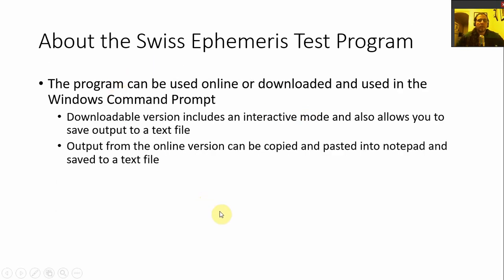So the program can be used online or downloaded and used in the Windows command prompt. The downloadable version includes an interactive mode and also allows you to save output to a text file. The online version does not include the interactive mode. You can still save the output to a text file, but you have to copy and paste it into Notepad to do that.